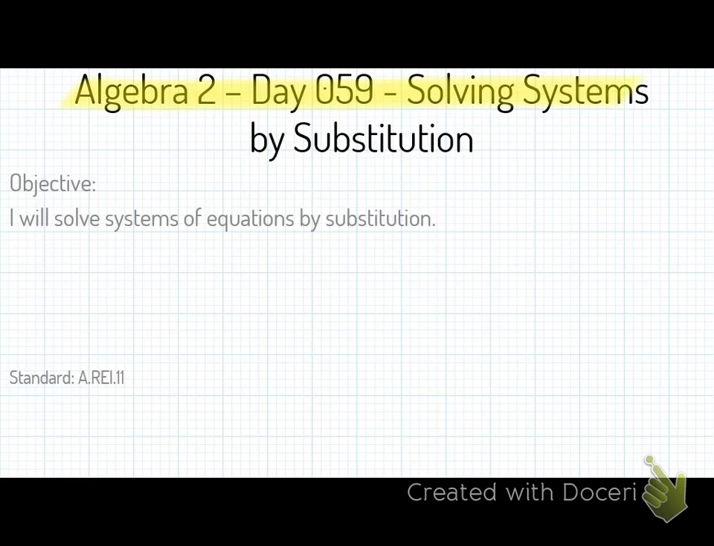So anyways, let's take a moment, let's write this down. And the objective here, everything that's highlighted, please write down. If I could have the teacher please pause the video here and have students write this down. Alright, so today we're going to be solving systems by substitution.